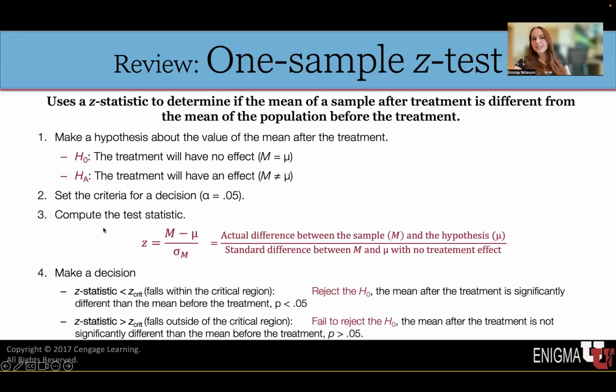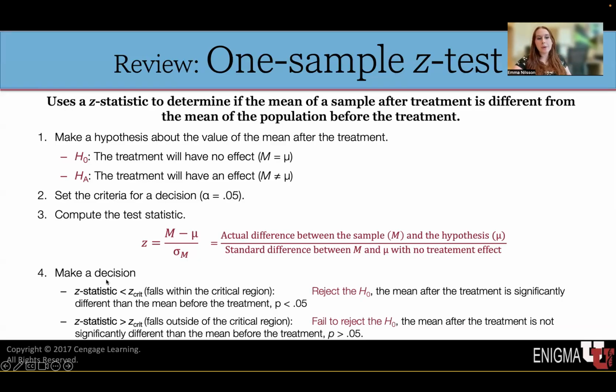The third step is we take our data from our sample and we compute the test statistic. That's going to be our z statistic right here. Remember, it's a comparison between the actual difference between the sample and hypothesis over the standard difference between the sample and hypothesis with no treatment effect. So essentially figuring out how much of the difference is due to chance. That's what our z statistic is saying.